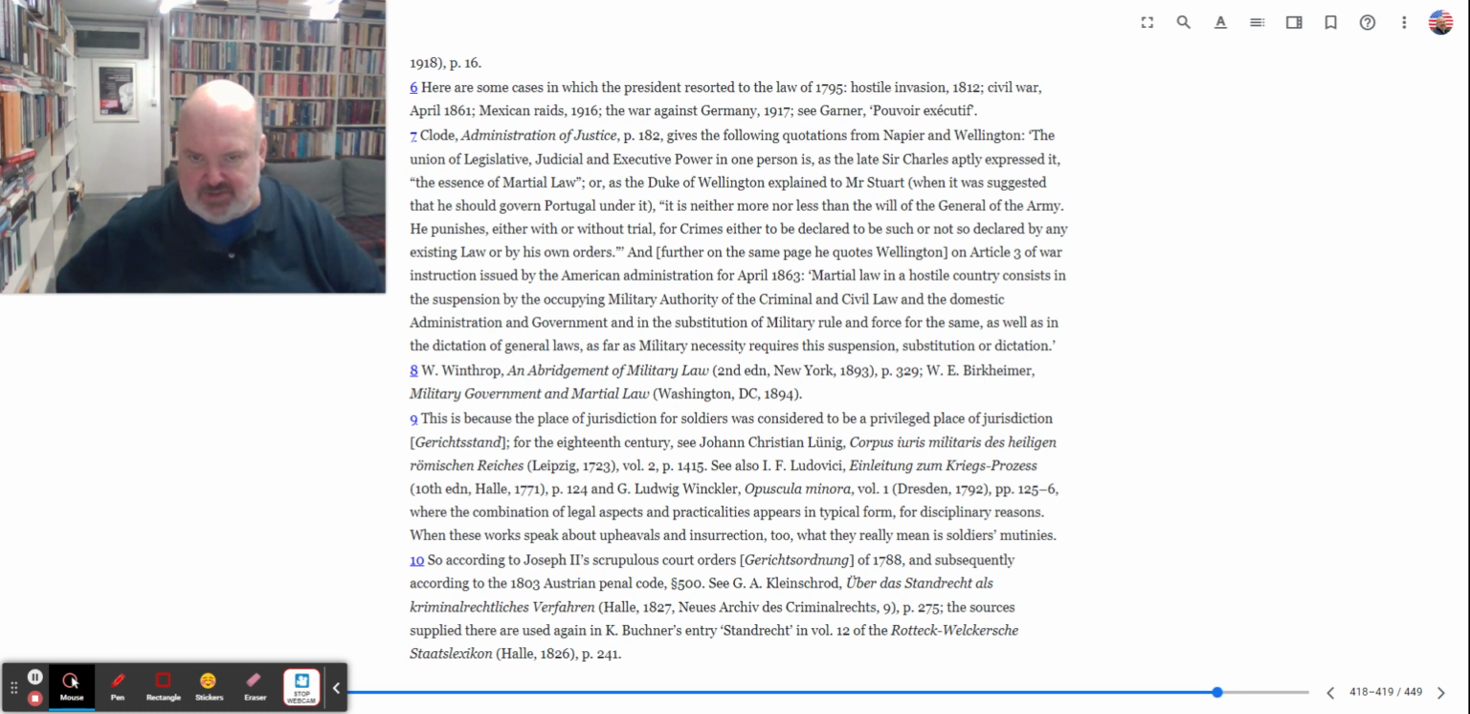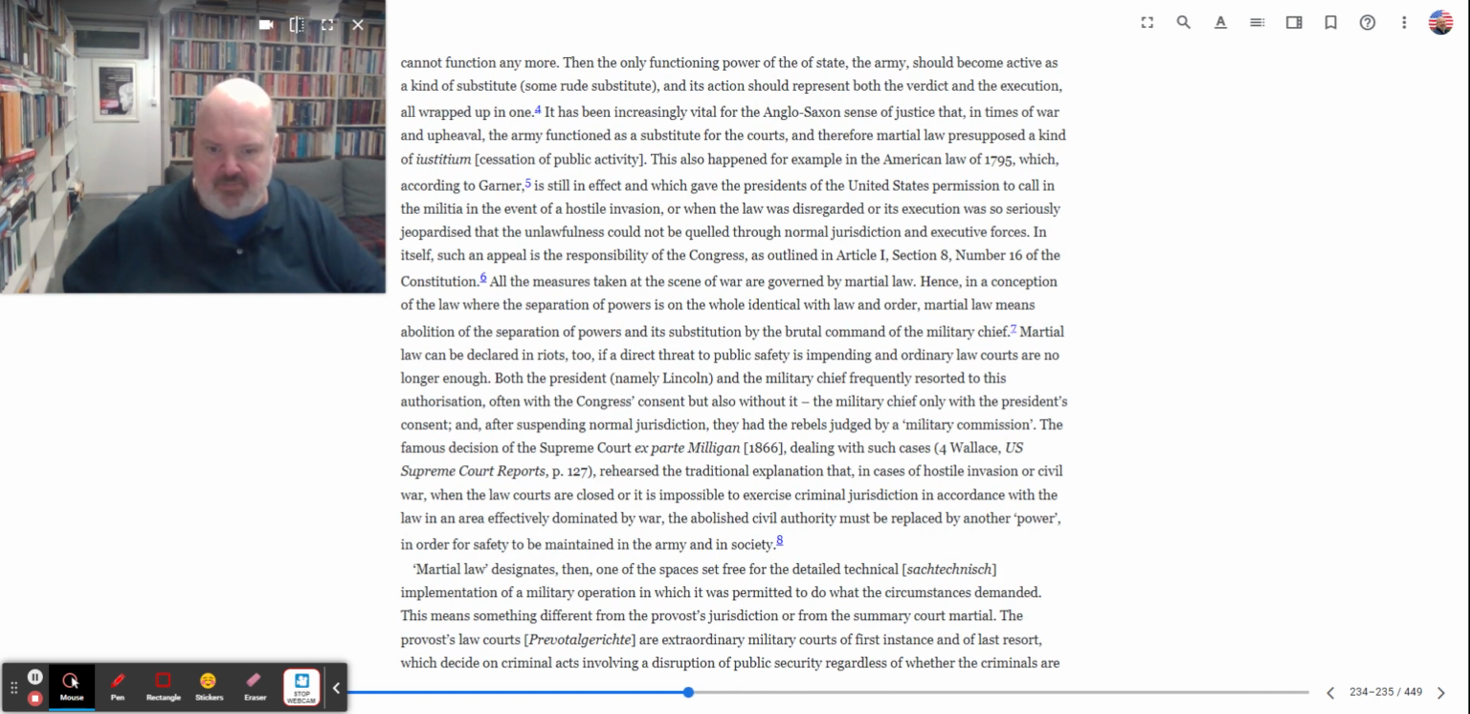Here are some cases in which the President resorted to the law of 1795: hostile invasion, 1812, Civil War, April 1861, Mexican raids, 1919, and the war against Germany, 1917. This is Gardner's executive power article. All the measures taken at the scene of war are governed by martial law. Hence, in the conception of the law, where the separation of powers is on the whole identical with law and order, martial law means the abolition of separation of powers and the substitution of the brutal command of the military chief.